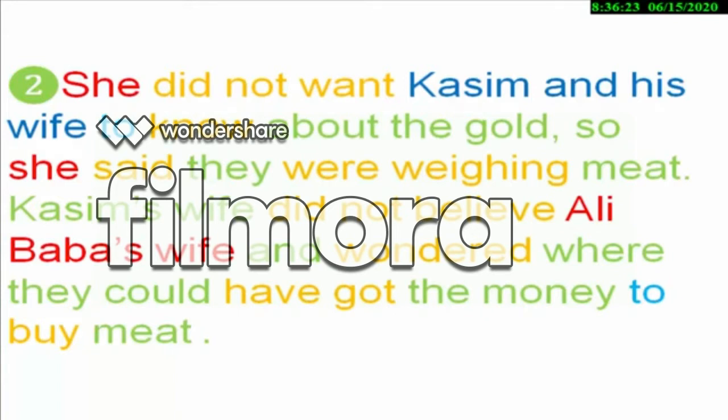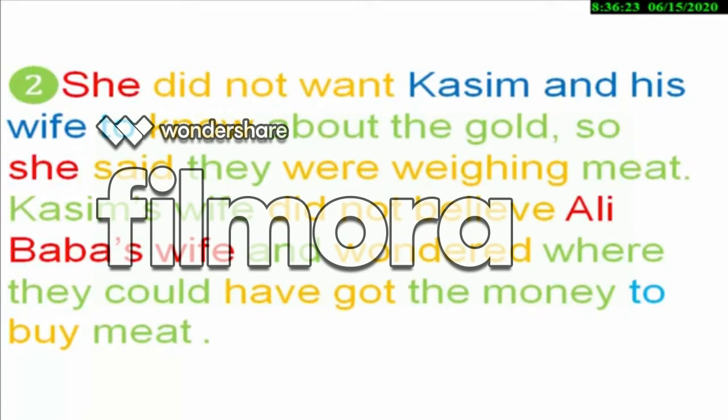She did not want Qasim and his wife to know, أن يعلم كل من القاسم وزوجته, about the gold, عن الذهب الذي وجده علي بابا وأتى به إلى المنزل بطبيعة الحال. She did not want Qasim and his wife to know about the gold. And for this reason, so she said they were weighing meat. She said, a verb to say, قال يقول. This is irregular. It becomes said. She said, قالت. They refers to Ali Baba and his wife. They were weighing meat.